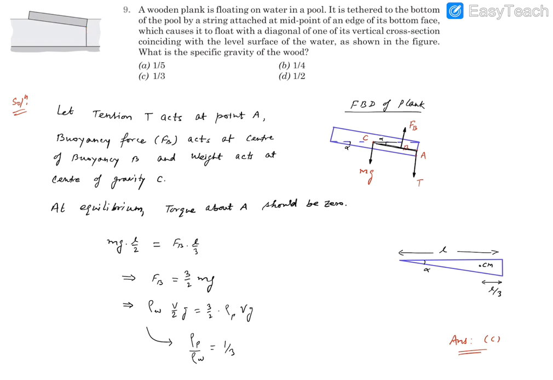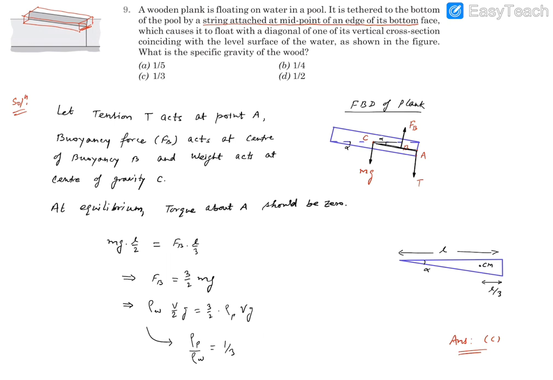Now this thread is connected with this midpoint. If you look at it three-dimensionally, then you'll realize this is going to be the midpoint. So the thread is connected from this midpoint. Since it's a two-dimensional picture, it has been shown like this. So that's the meaning of the line that says string attached at the midpoint of an edge of its bottom face. This is the bottom face and its edge is this, and at this midpoint it has been attached.